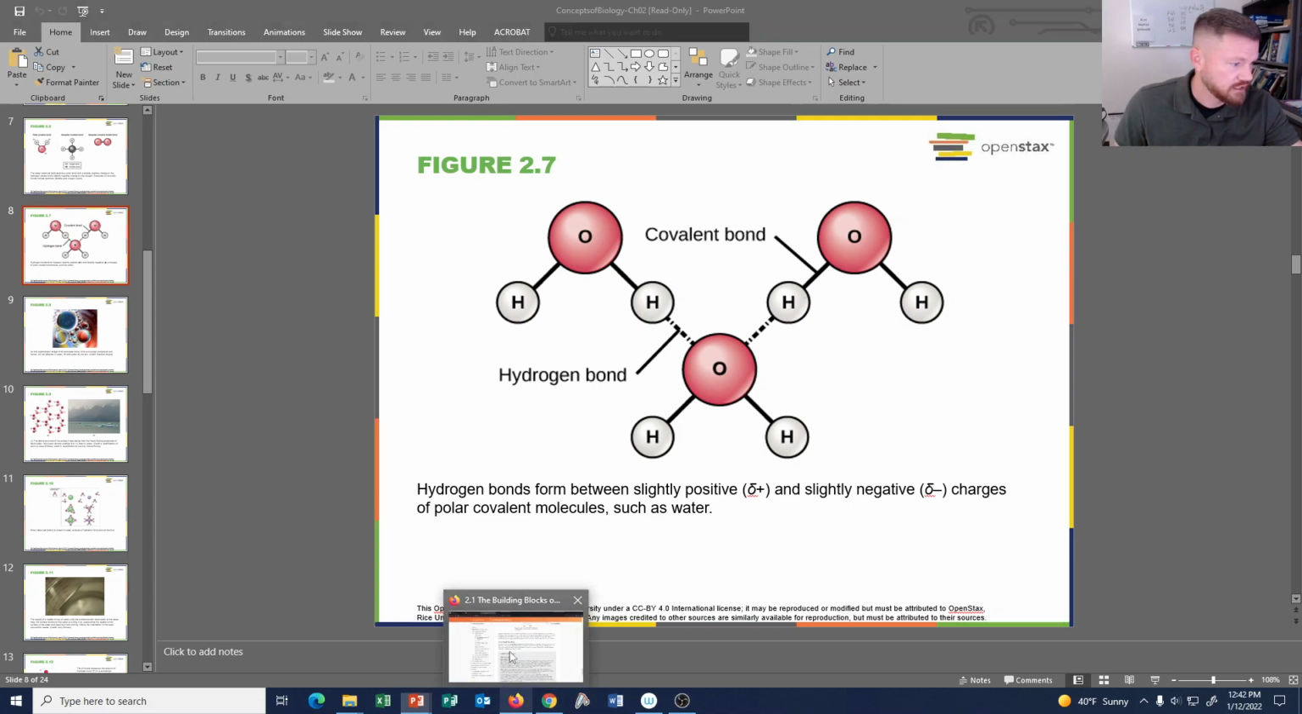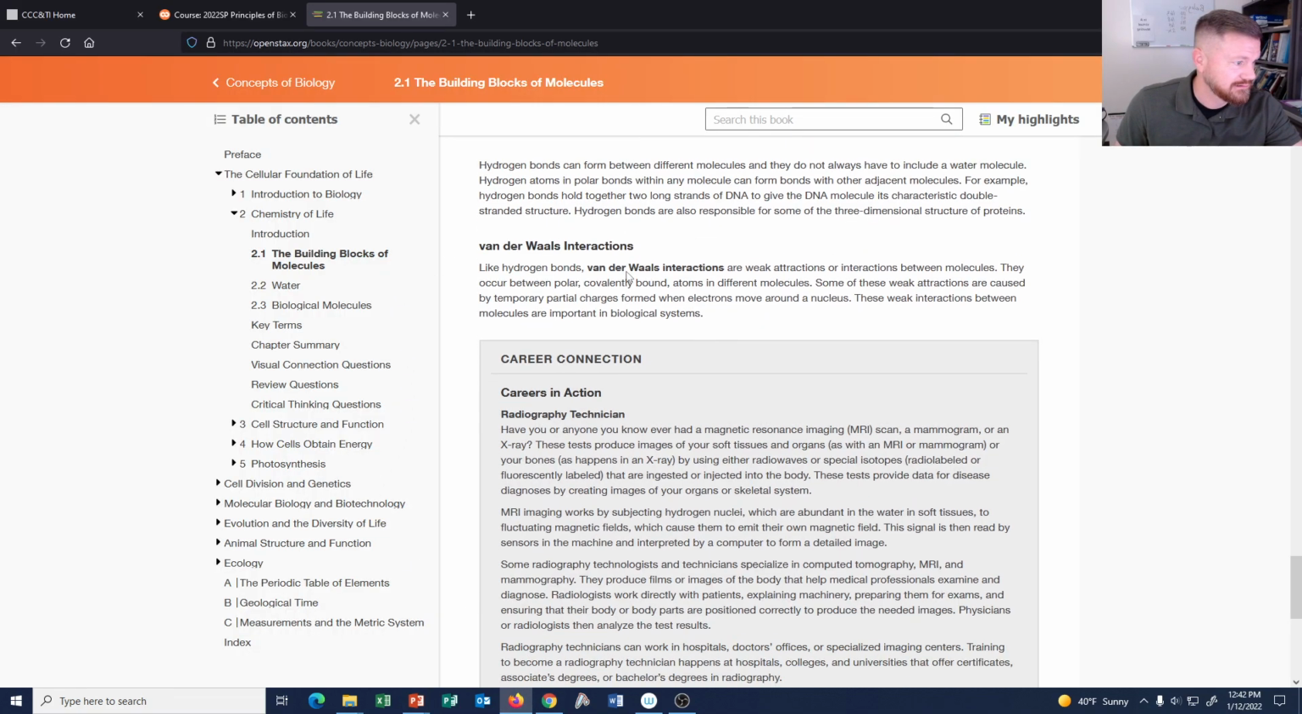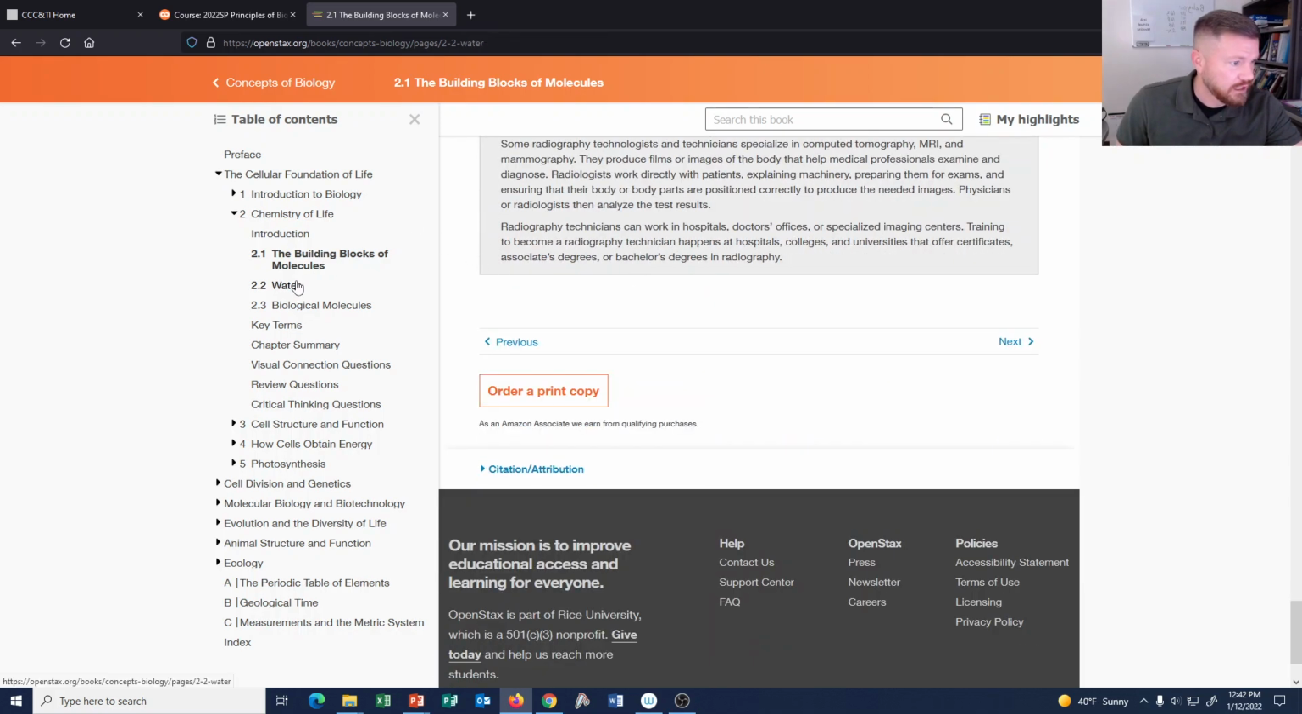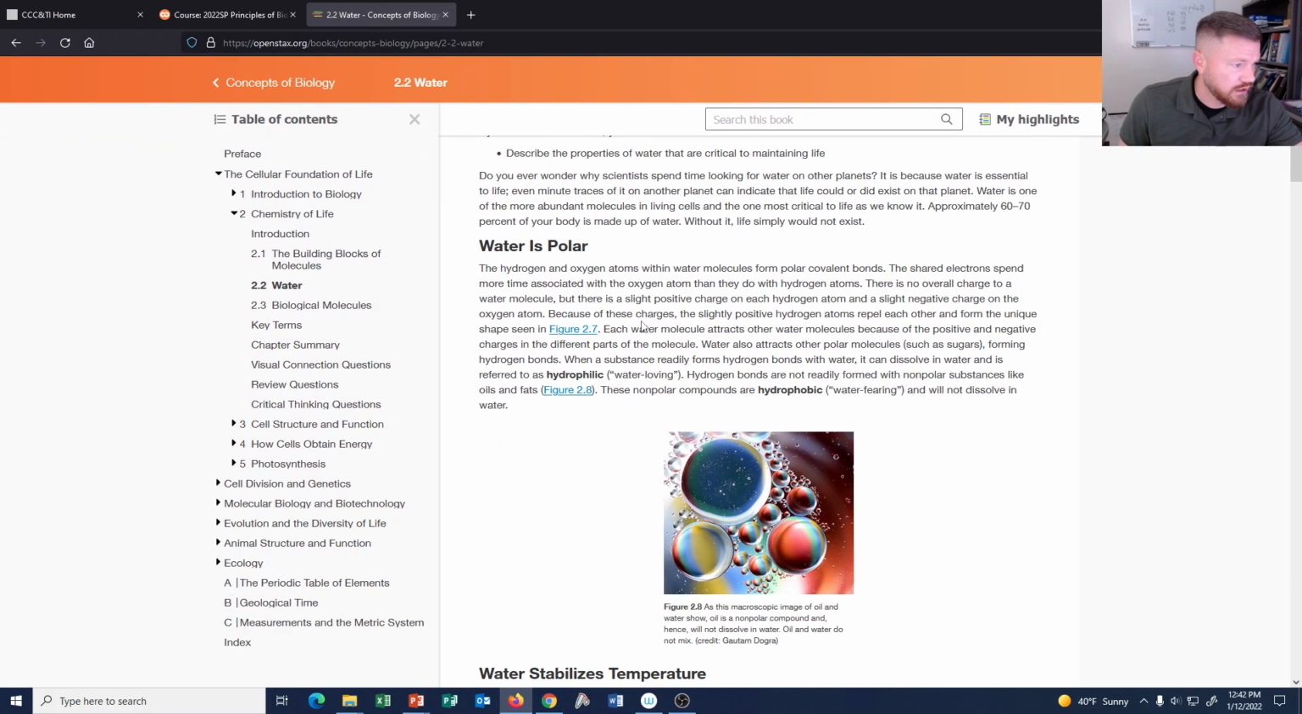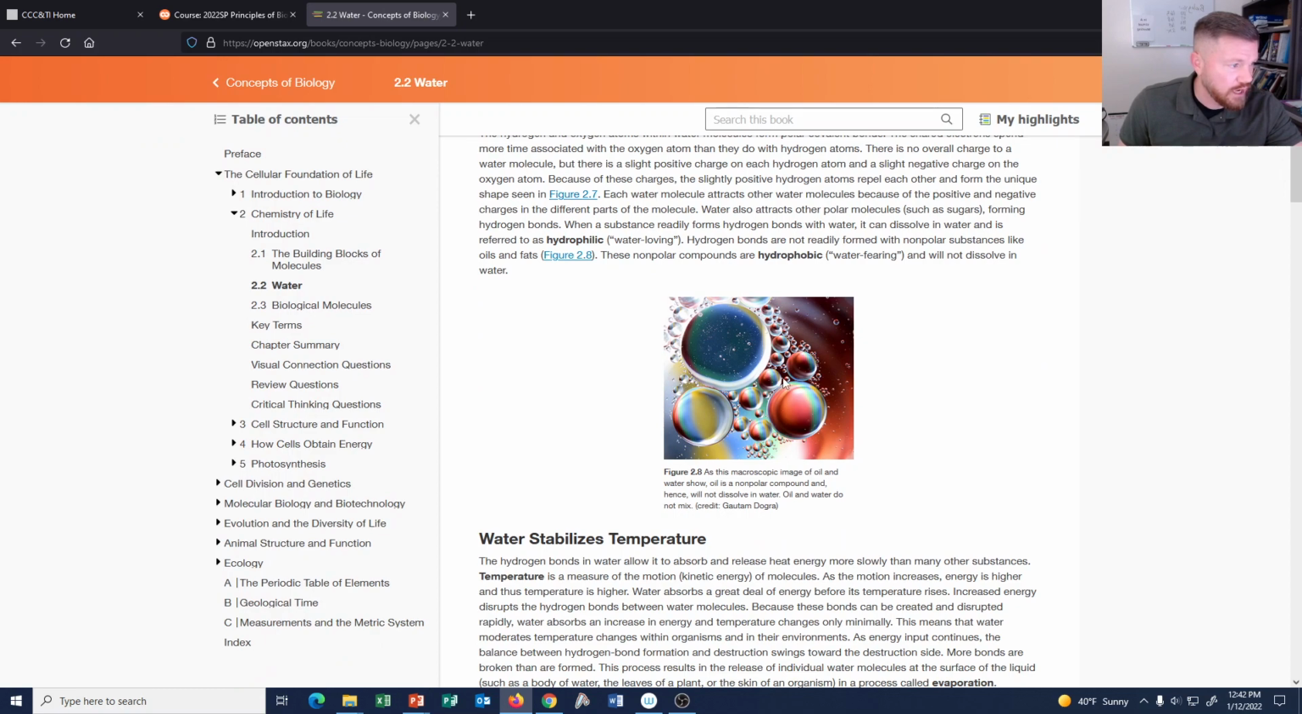Let's go back to the text, and then some more properties of water. Obviously, it's polar. This is also why oil and water don't mix very well. Polar and non-polar things typically won't mix. If you put oil in water, the oil beads up and won't dissolve in the water, because oil is non-polar, whereas water is polar.